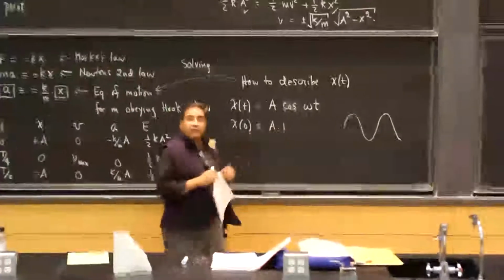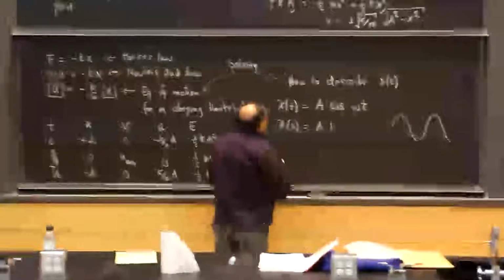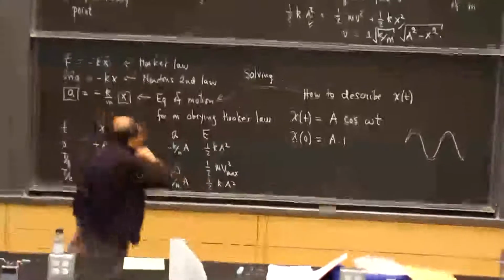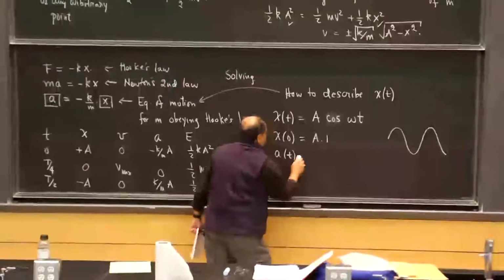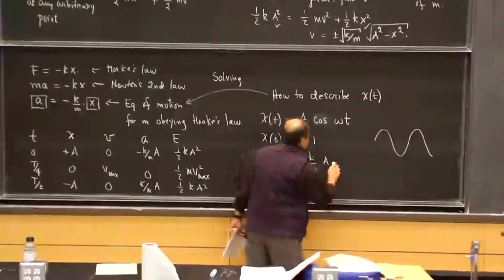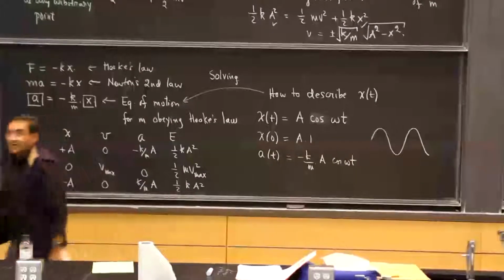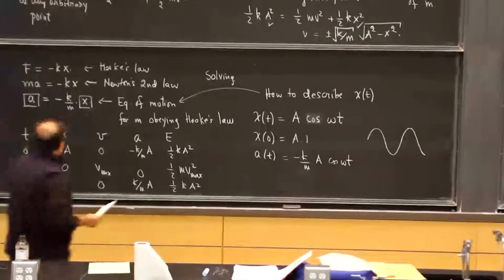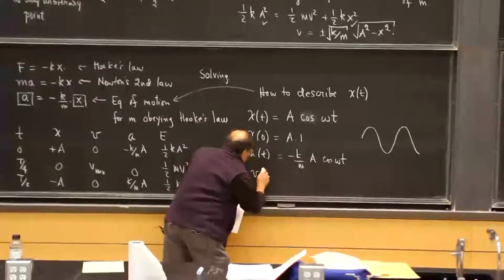So x of 0 therefore is A times 1. Okay? So if x of 0 is that, then we can actually use our energy conservation to do a lot of things. We can, first of all, we already know that a of t is minus k over m times A cosine of omega t. We know that because x and a are related by Newton's second law, right? So we can immediately infer that. How do we figure out what v is?